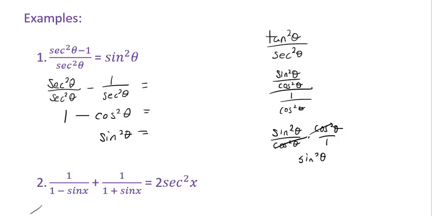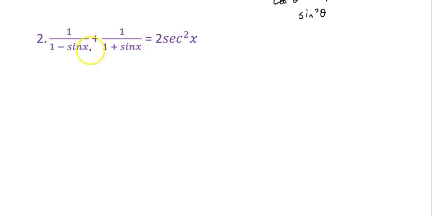Okay, in example 2, I have 1 over 1 minus sine x plus 1 over 1 plus sine x. It should equal 2 secant squared x. And obviously the left side again is the ugly side. There's more that I can do with it to get it to look like this right side. Obviously these don't match any of our identities immediately, so I want to do something with them.